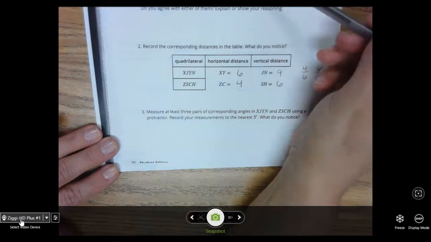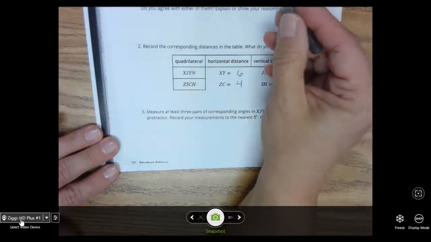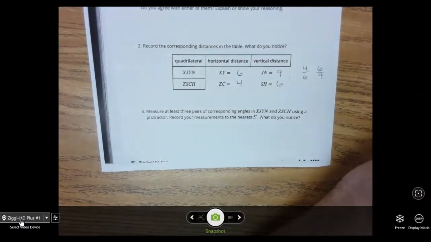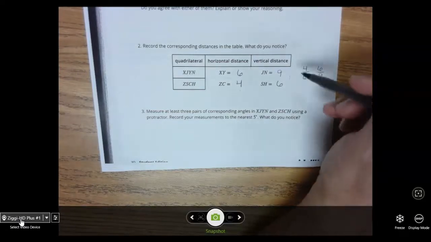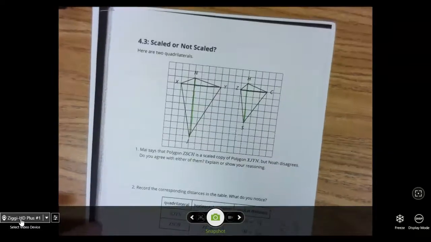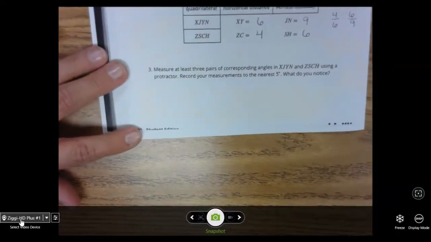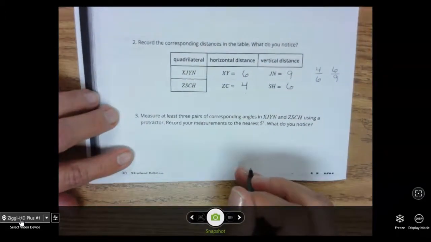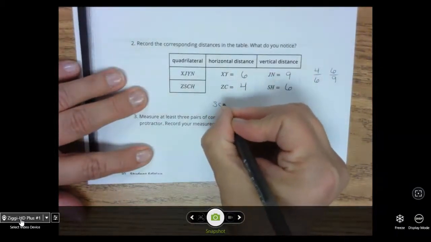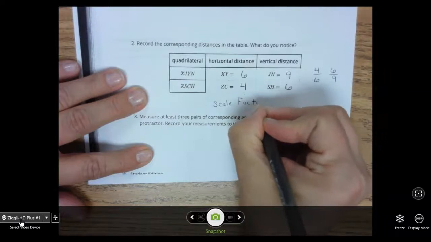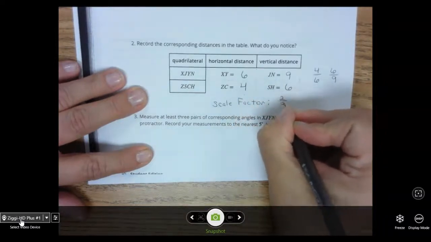So is polygon ZSCH a scaled copy of XJYN? Yes, it would be. 2/3 would be my scale factor. And it's smaller, so it should have been a number less than 1. When you have a shape that's smaller, your scale factor should be less than 1. So let's just put in here so that you are reminded, scale factor 2/3.